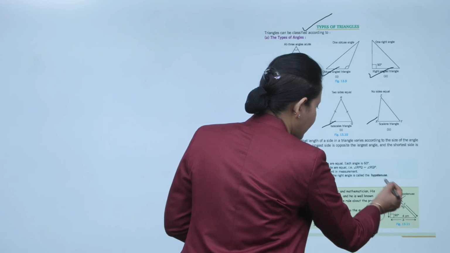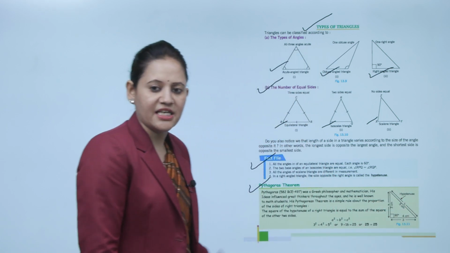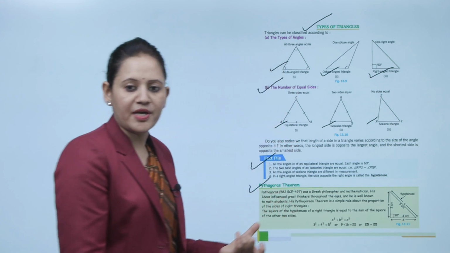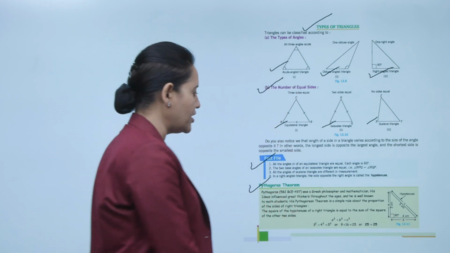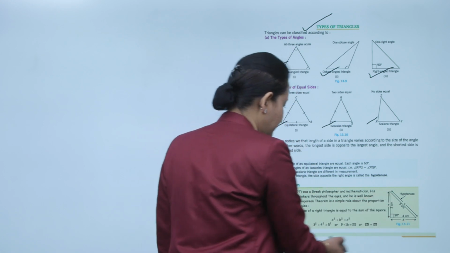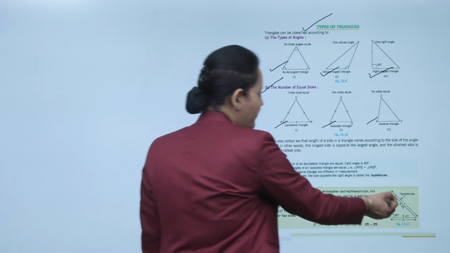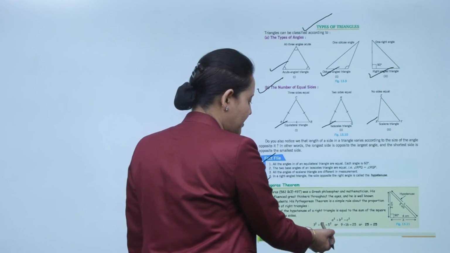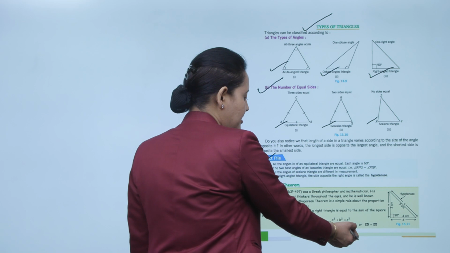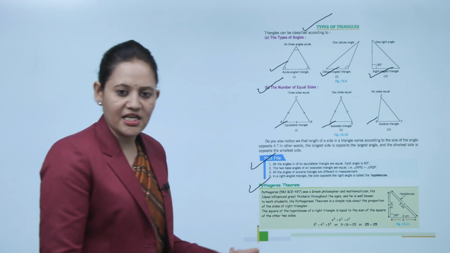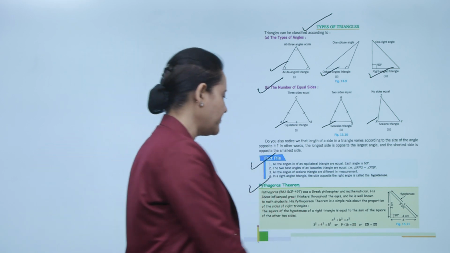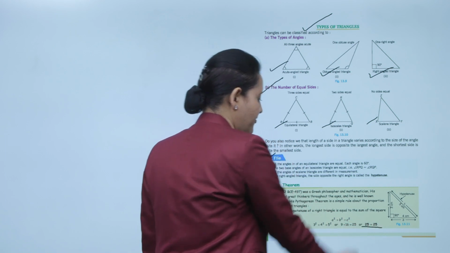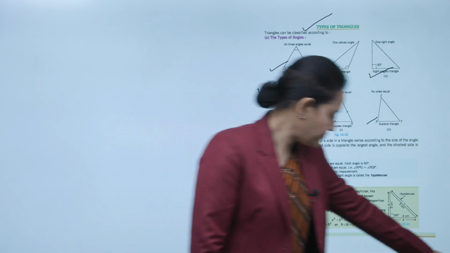Like here, this is the hypotenuse. We represent it by C, and the other two sides are A and B. So the square of the hypotenuse, C square, will be equal to A square plus B square. Here, 5 centimeters: 5 square equals 3 square plus 4 square. 3 square is 9 and the square of 4 is 16, so 9 plus 16 equals 25. 25 equals 25. Clear?